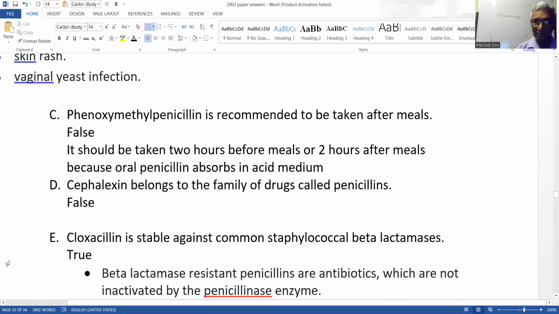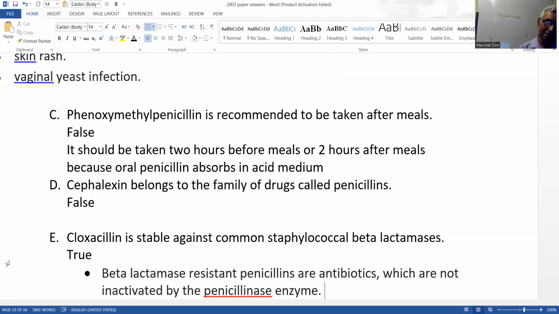Phenoxymethyl penicillin is oral penicillin. It is recommended to be taken after meals. That is false. Now, phenoxymethyl penicillin is absorbed in acid medium. That means at least 2 hours before meals they have to take it.